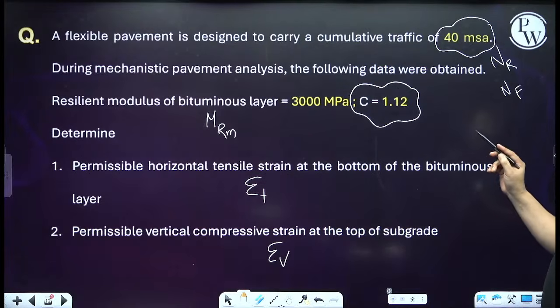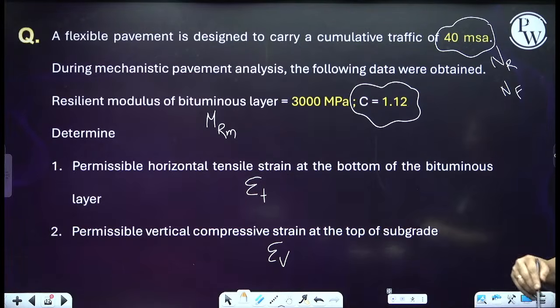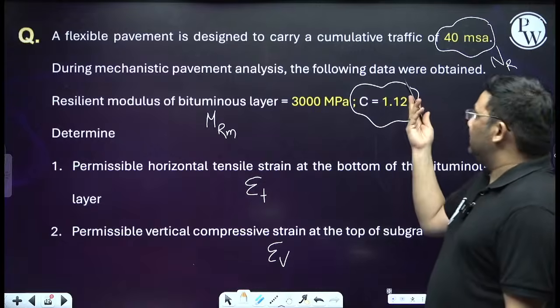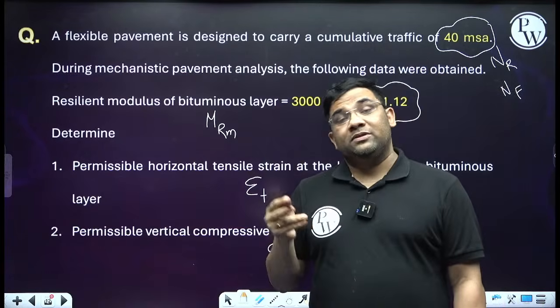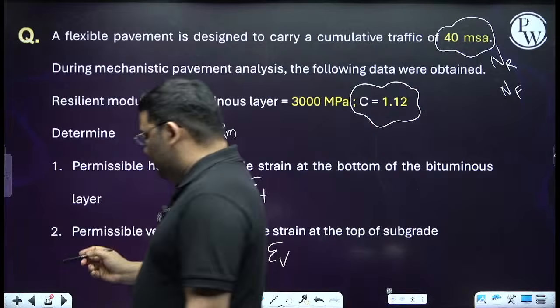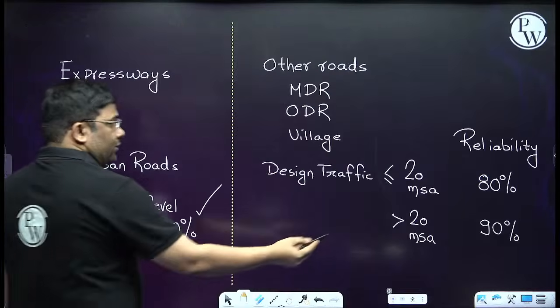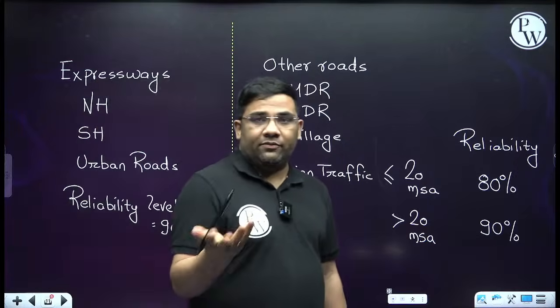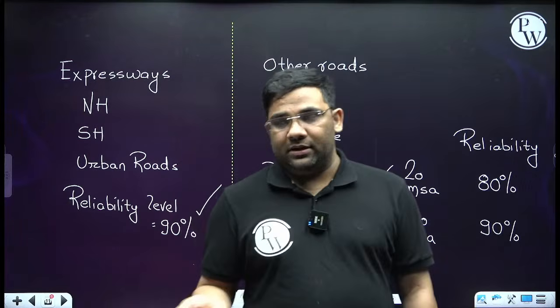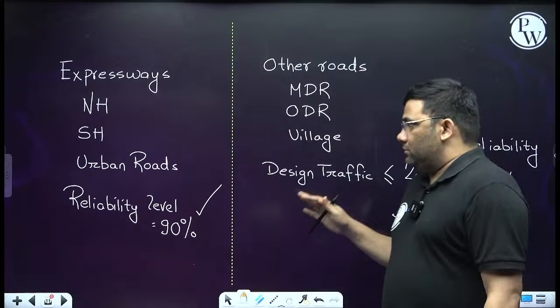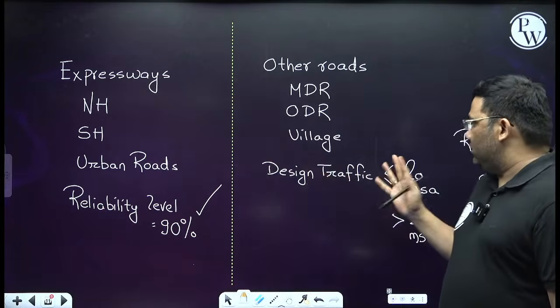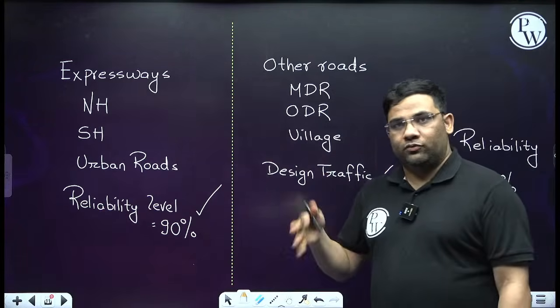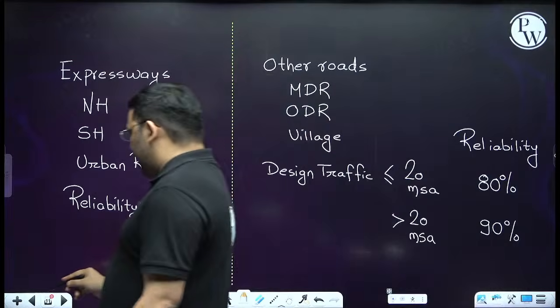Now, here it is not mentioned which type of road, but you can see the traffic is 40 MSA, which is greater than 20 MSA, right? So, we can clearly go for what? Your 90% reliability. Anyhow, if it is an expressway, national highway, or state highway, we can directly go for 90% reliability. And even if it is not given which type of road, the design traffic is more than 20 MSA, so we can go for 90% reliability.